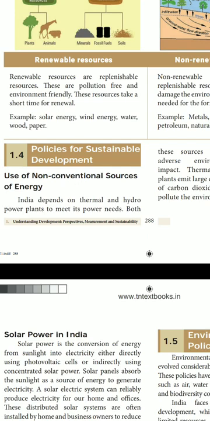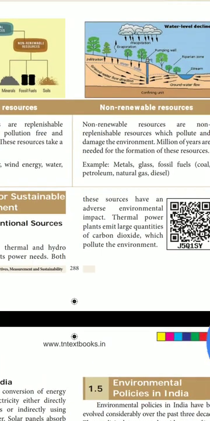So, India depends on thermal and hydropower plants to meet its power need. In order to get electricity, India depends on two types of power plant. Which are the two types? Thermal power and hydroelectric power. So, these sources have an adverse environmental impact. Thermal power plants emit large quantities of carbon dioxide which pollute the environment.